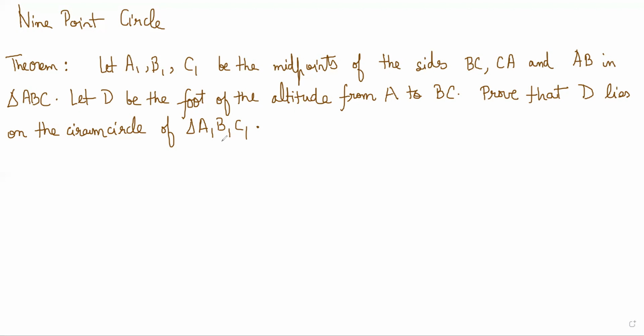We are saying that if A1, B1, C1 are the midpoints of BC, CA, AB, then let D be the foot of the perpendicular from A to BC, so the altitude from A to BC. Then what we have to prove is that D lies on the circumcircle of triangle A1, B1, C1.